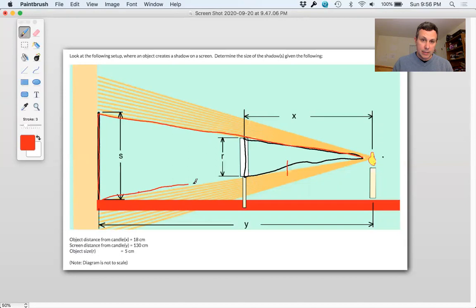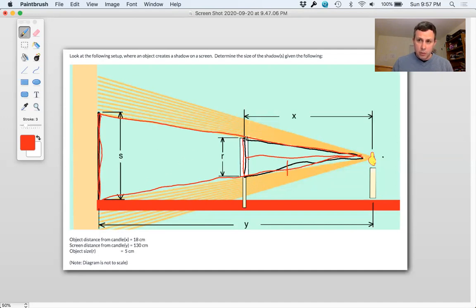What I mean by similar is that it has the same general look, same proportions as the other one, has the same angle over here. And in a similar triangle, everything is proportional, meaning if you triple all 3 sides of this triangle, you'll get a bigger triangle in the same proportions. So basically what that means is if we take this distance here, which we're calling x, and the distance from the screen to the candle, which we call y, they're also proportional. This object height and this shadow height, they're also proportional.